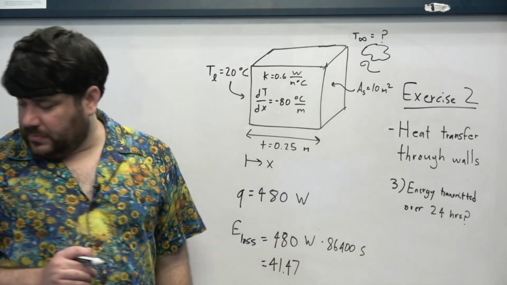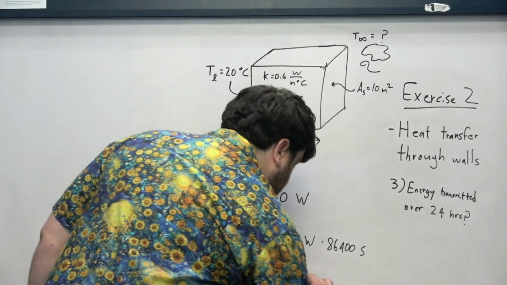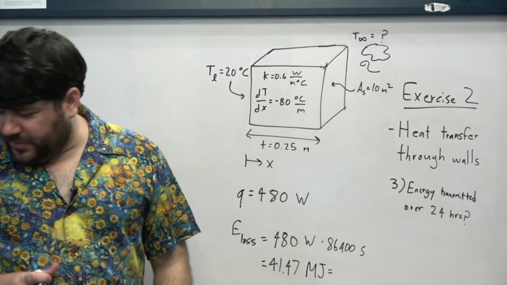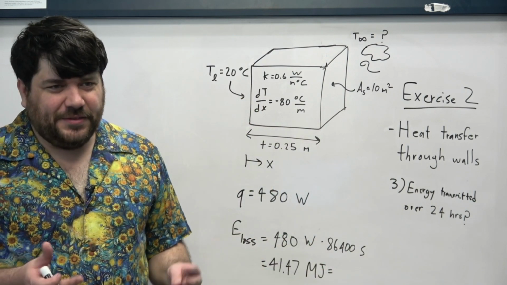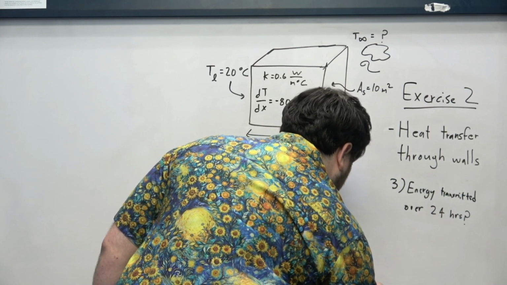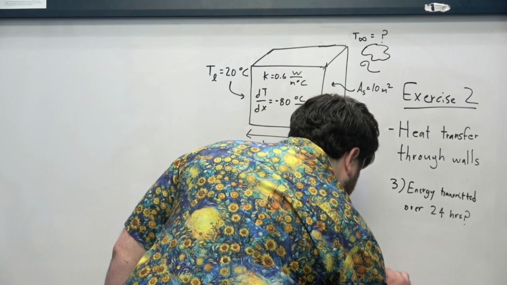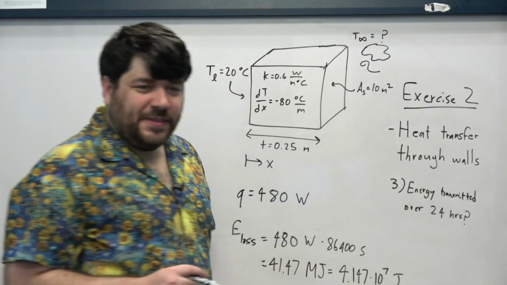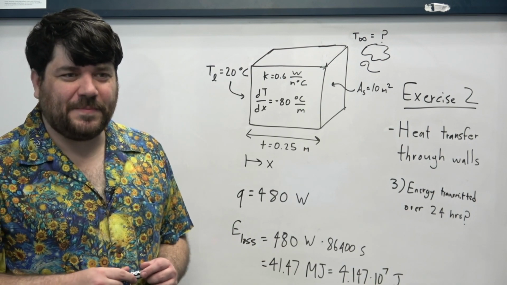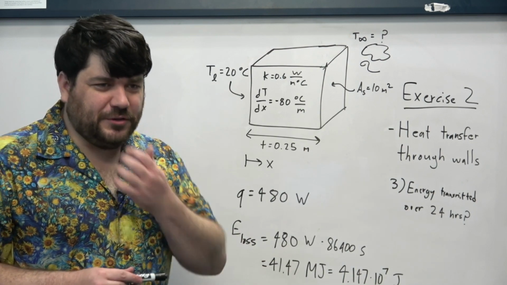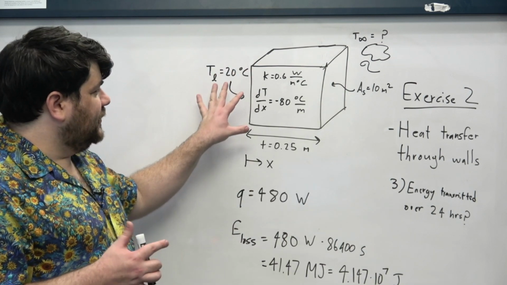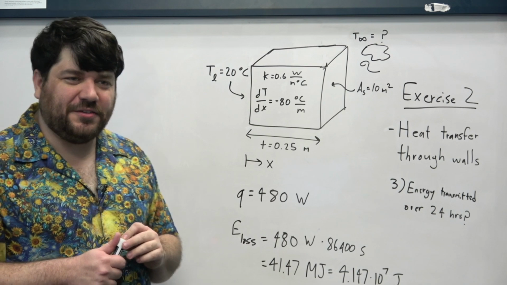41.47 megajoules, which, for context, if you're not super familiar with what the term mega means, this is just 4.147 times 10 to the 7 joules. And so the crazy thing about this is that a system which looks like it's relatively innocuous, right? It's just a wall that is capped at 20 degrees Celsius on one side.